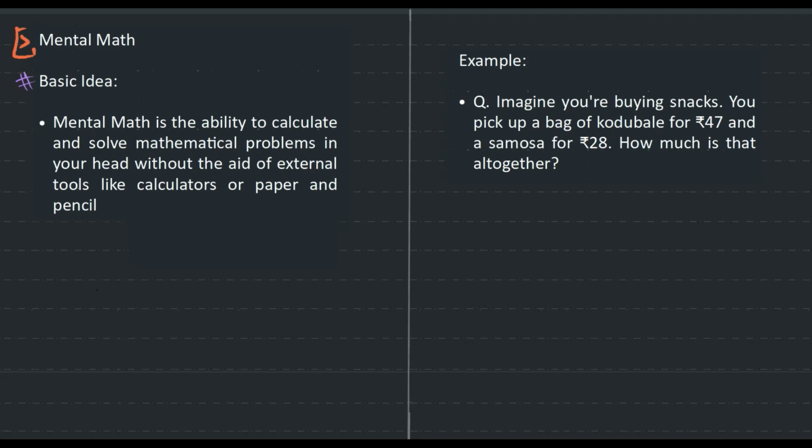We're looking at a practical aspect of mathematics that you guys can start using in your daily lives. Let me pick up an example to make it kind of obvious. Say we are going to buy some snacks, right? We bought cold bale and samosa, and these are the prices: rupees 47 and rupees 28.